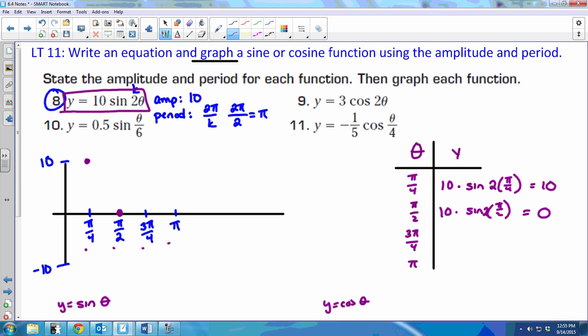And we can keep going, and you get negative 10 and 0. Just started at 0. Yep, unless you're doing horizontal or vertical shifts, which you're not doing right now, so yes.